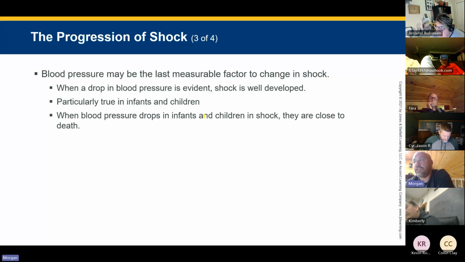When the blood pressure drops in infants and children in shock, they're close to death. Kids will compensate, and then they're just dead. So you're saying maybe the last measurable factor. You may not have had a blood pressure indicative of shock per se, and then all of a sudden it can plummet or change dramatically. It could go up, and they could be in shock and you not know it. Their respiration is going to be one of the first things to change, and we should actually be counting. Their heart rate will go up, and then their blood pressure will change.